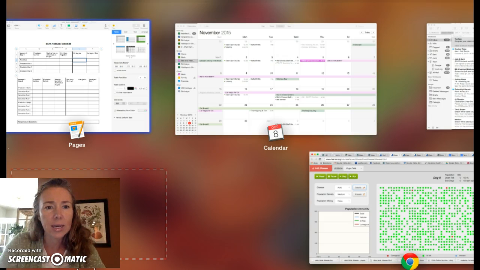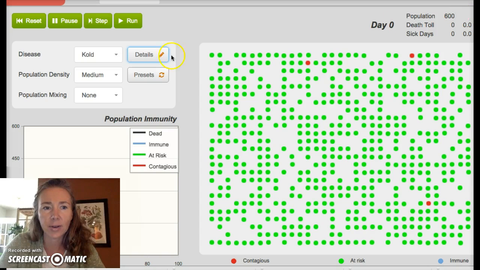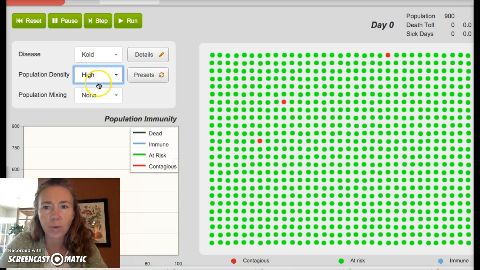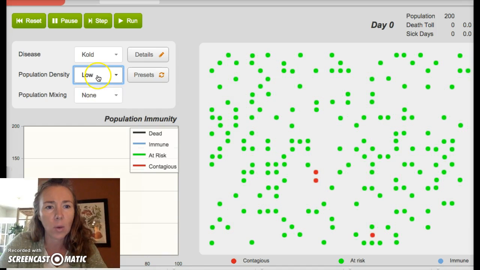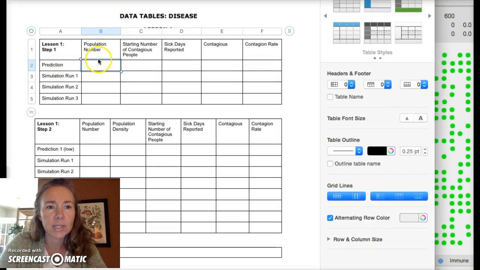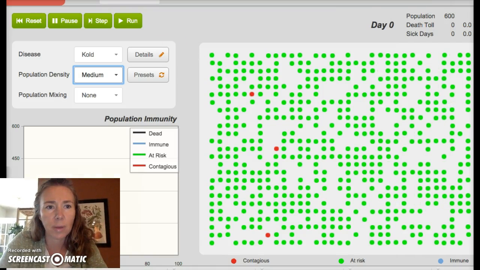So in my data table, I'm going to record some stuff. For lesson 1, I'm going to put the population number down. In this case, it's 600, but I can play with that if I want. I'm going to run 3 different simulations, and you can change any of this data in between the simulations. So if I can make a lot more people, this is like 900 people, I can make it lower. Let's just stick with 200 or 600 for now. So in my data table, I've got 600 people, and there were only 2 sick people to begin with, right? Who's contagious? Oh, 3, my bad.